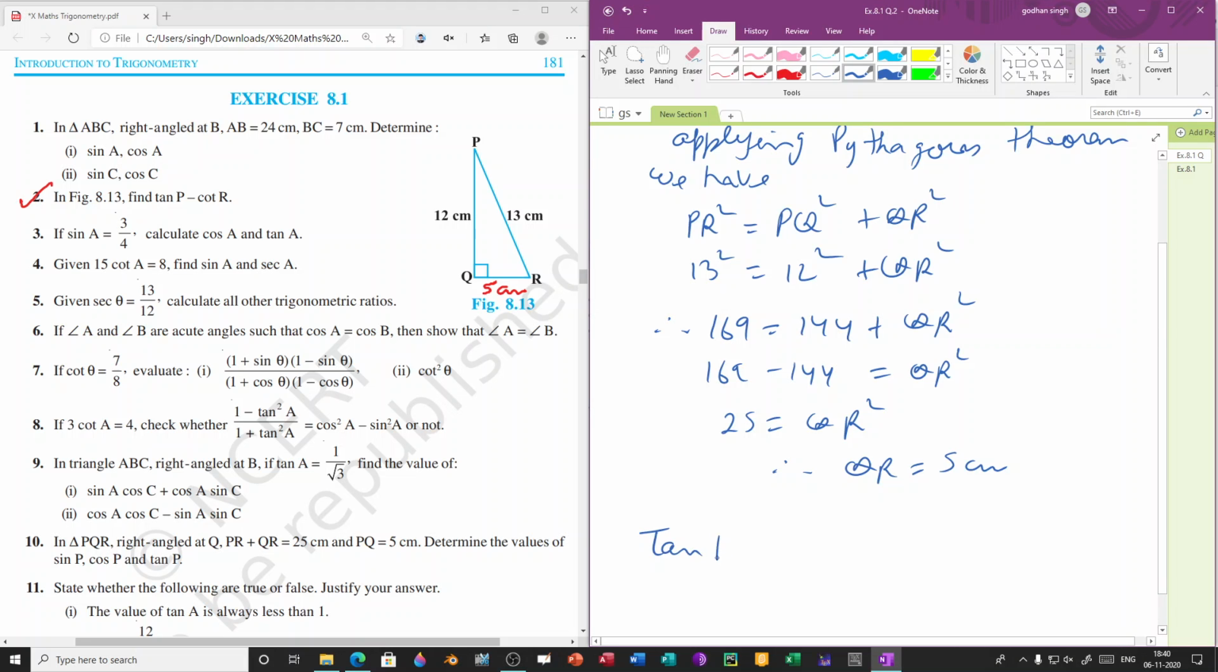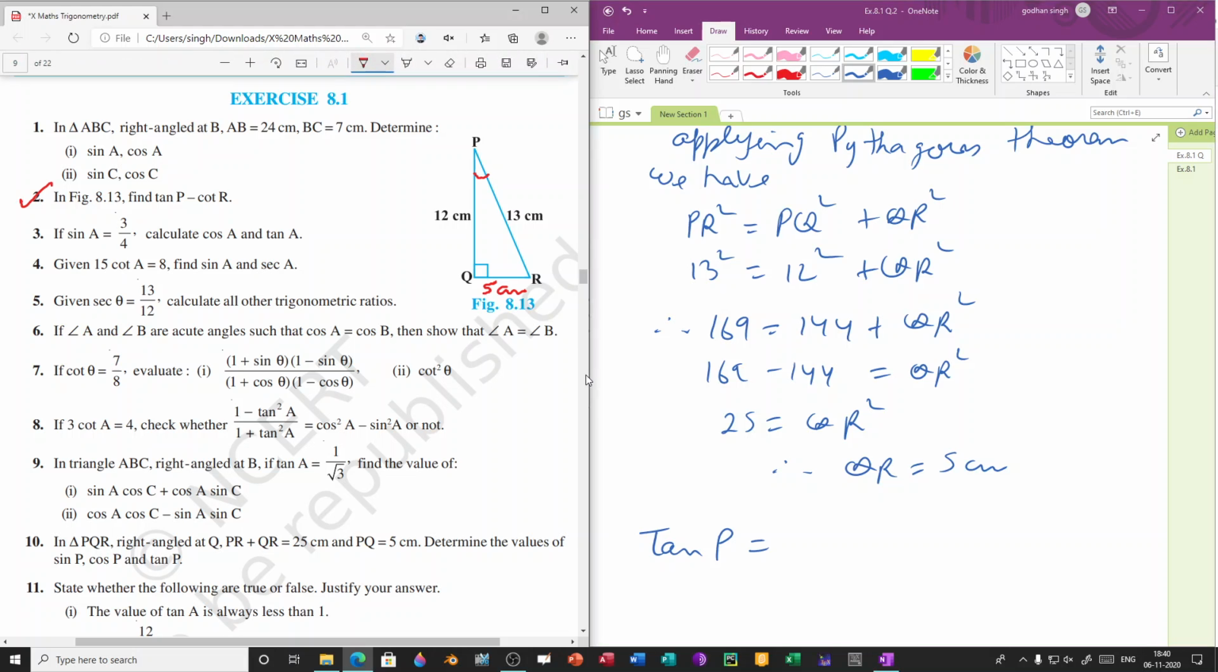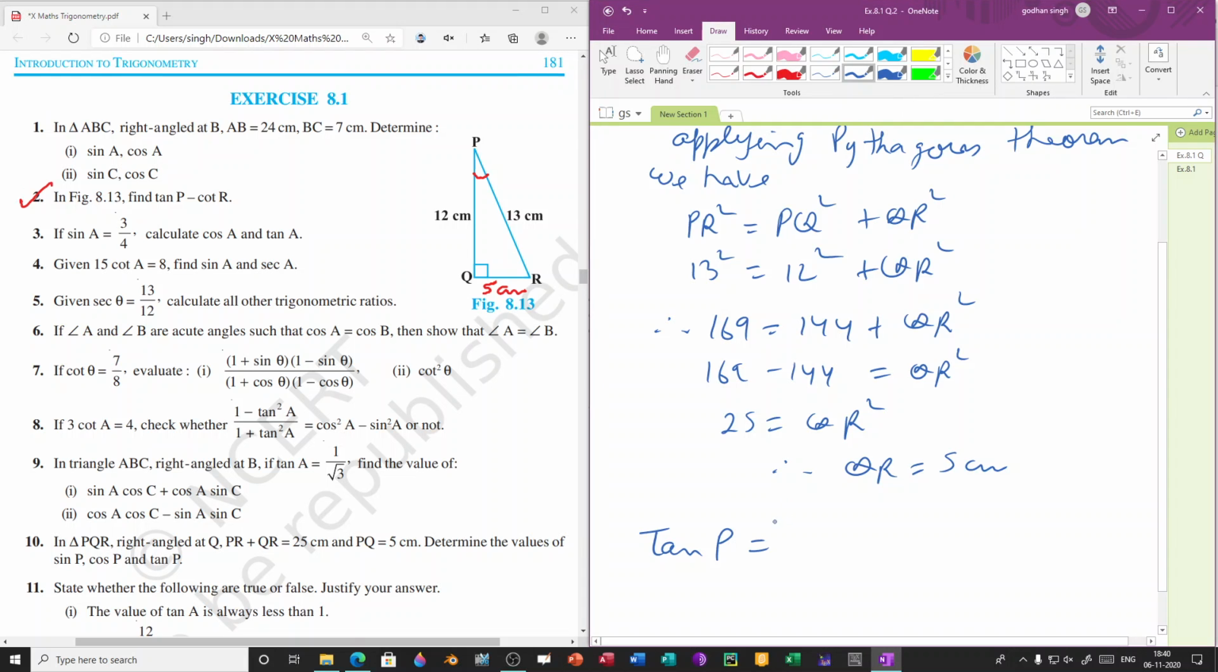tan P equal to, so tan P is perpendicular by base, so this is our P. So what is perpendicular in this case? Opposite to the concerned angle is always perpendicular. So in our case perpendicular will be QR. Tan P is QR over what is the base? Adjoining side other than the hypotenuse, that is PQ. So that is equal to, now putting the values, QR is 5 and PQ is 12. So 5 by 12. Next we will find the value of cot R.